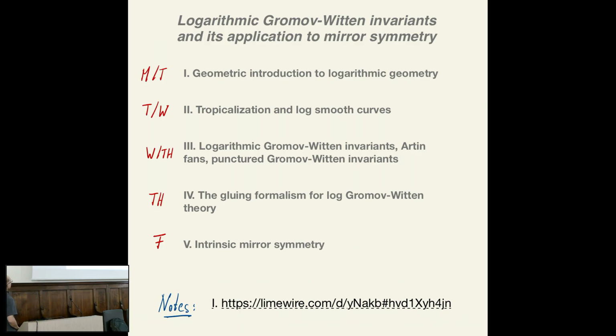Monday, Tuesday, and then I'll talk about tropicalization and log smooth curves, still no target spaces. So the story is that logarithmic geometry naturally has a tropicalization functor. So tropicalization, or tropical geometry, is kind of built into log geometry, if you want, okay? And this is how this comes up in this context. And we'll see how log smooth curves become length graphs and so on.